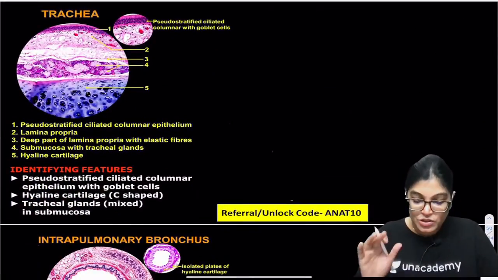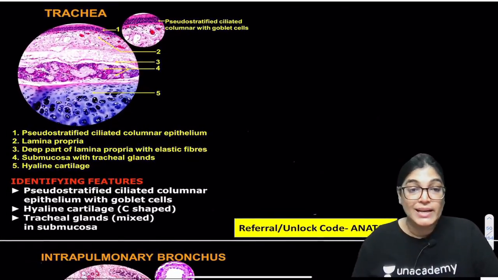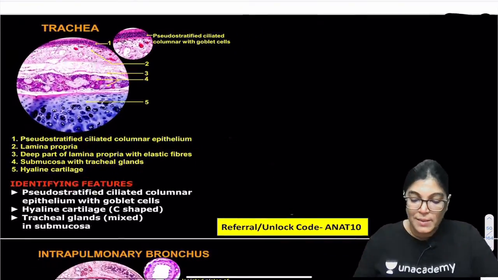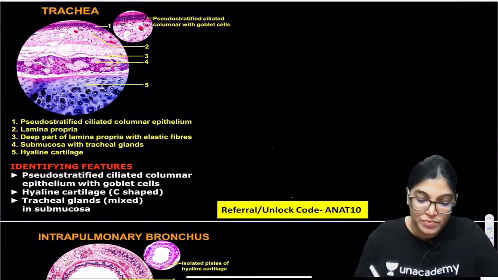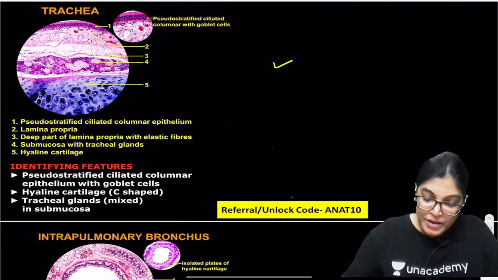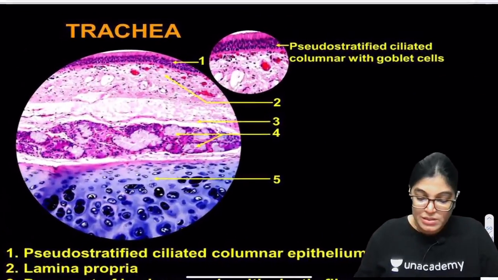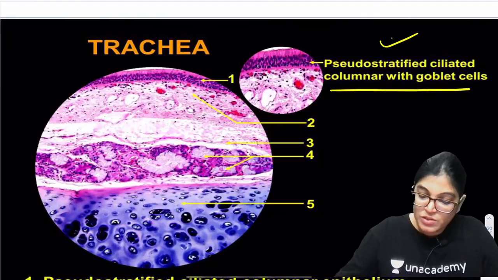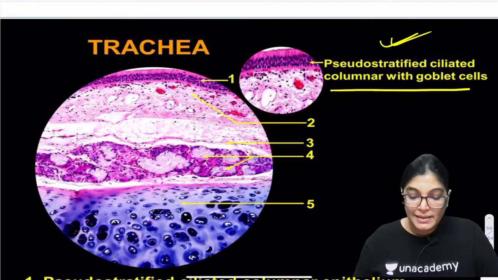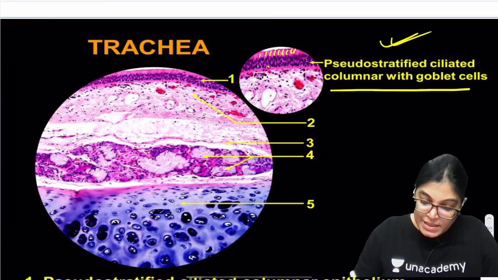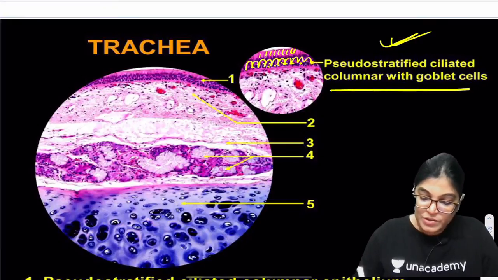Now, before ending the session, I will show you each and every slide to identify. If you are going for your examination and want to quickly revise all of the slides, I have included here the microscopic view of the trachea. This is exactly how it will look under the microscope. The lining epithelium will be pseudostratified ciliated columnar epithelium. These are all cilia. You can see the nuclei at different locations. So this is the ciliated columnar epithelium which you are seeing.